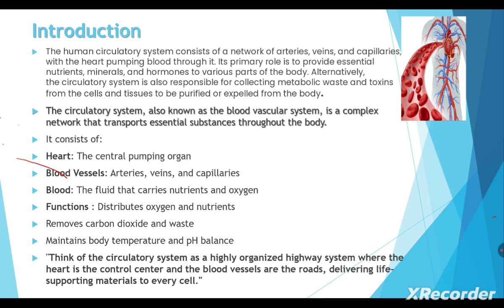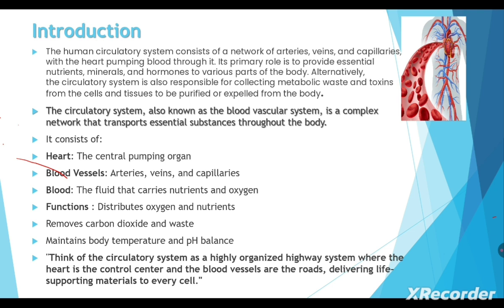What is the primary role of the heart? It is to pump the blood. Its primary role is to provide essential nutrition, minerals and hormones to the various body parts. So the heart transfers nutrients, minerals and hormones to the different parts of the body. Another work of the heart is that it helps in metabolic waste collection: it removes toxins from the cells, and also purifies and expels those toxins from the body and the tissues.